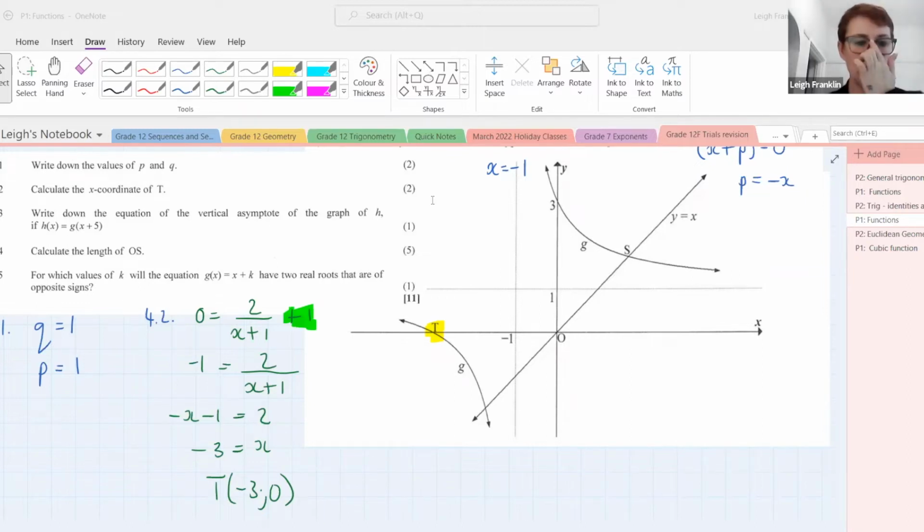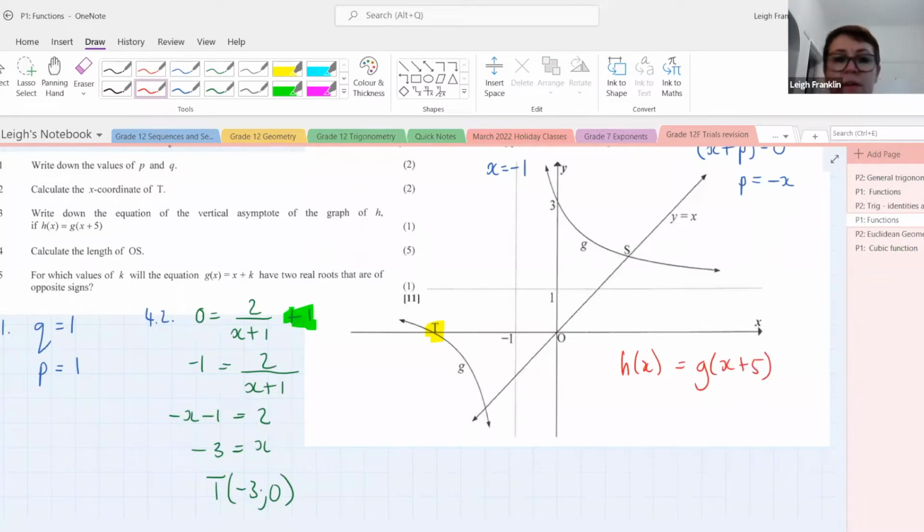All right, so they want us to write down the equation of the vertical asymptote of the graph of h if h of x equals g of x plus 5. So what does that mean for us, Matrix? What are they telling us to do here? How are we expected to transform g of x? What are they asking us to do? They don't want us to find the equation of the graph, Nick. They want us to find the equation of the vertical asymptote.